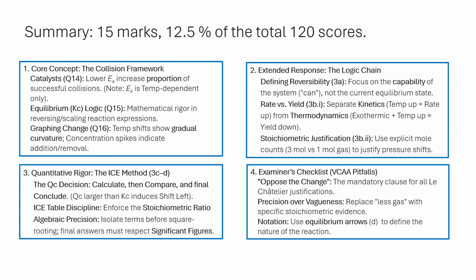4. Examiner's checklist, VCAA pitfalls. Oppose the change, the mandatory clause for all Le Chatelier justifications. Precision over vagueness, replace "less gas" with specific stoichiometric evidence. Notation, use equilibrium arrows, ⇌, to define the nature of the reaction.